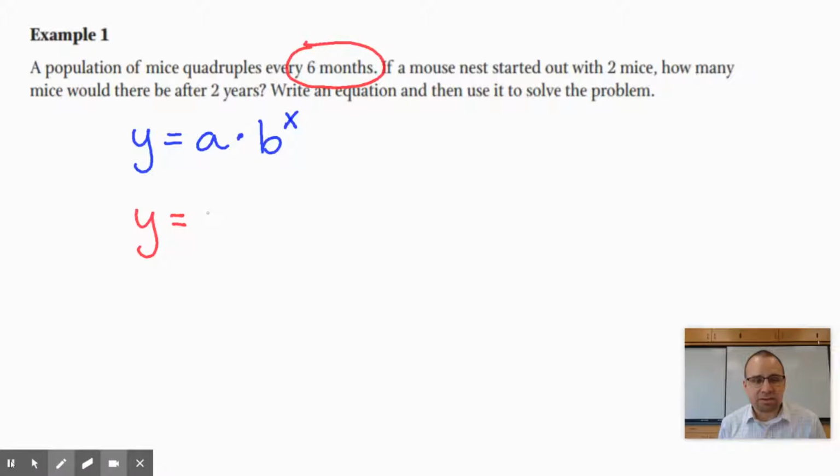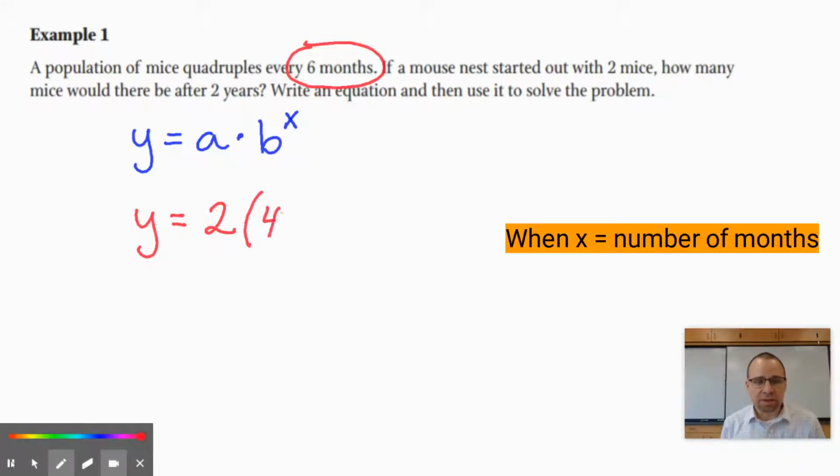The nest started off with 2 mice. That goes first. That goes in for A. And then it's being quadrupled. So we're going to be multiplying that by a base of 4. It's going to get 4 times as big. Now here's where we're going to have to change this part of it.